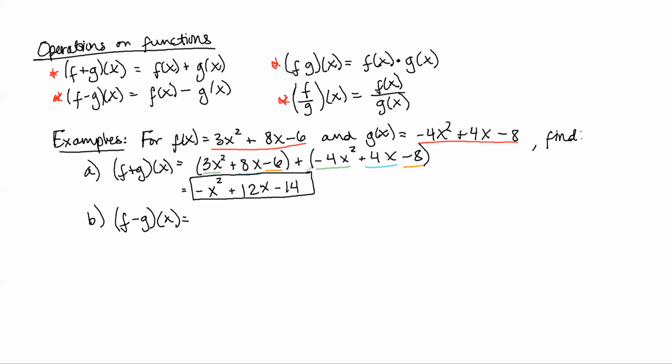Okay, let's go ahead and try the same thing with subtraction. So again, we're taking f, subtracting g, so make sure you keep it in this order. So f of x is, in parentheses, 3x squared plus 8x minus 6, and now minus negative 4x squared plus 4x minus 8. So this is one where, depending on how your professor went through this, you can either distribute this negative into all of these terms. That's one way of doing it.